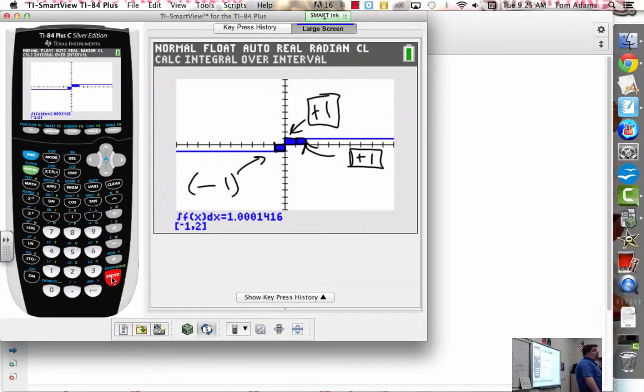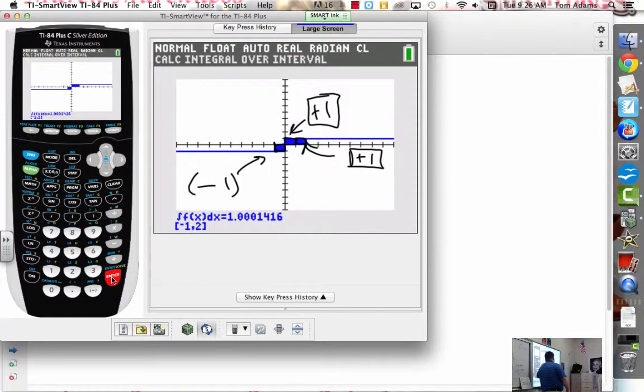So the reason that we graph the function first is to see which portions of the graph are above or below the x-axis. Okay? So this is one of those things where we got to do a test. It's not a simple thing. You can't just plug it in the calculator. You really got to know what you're doing.